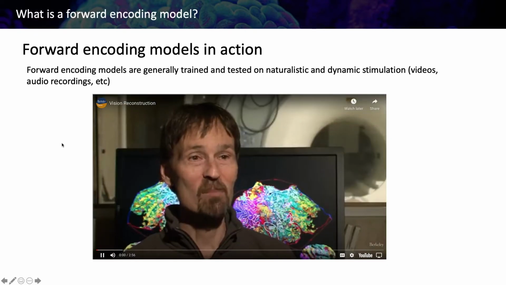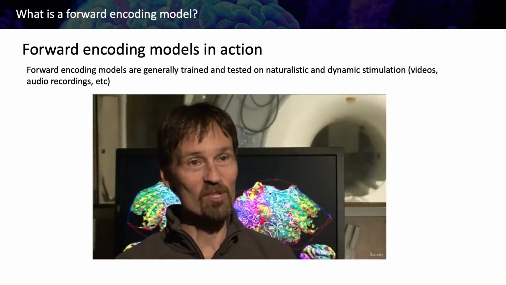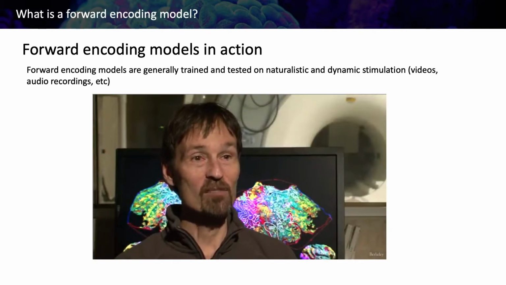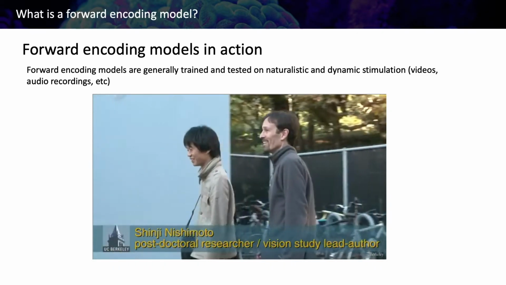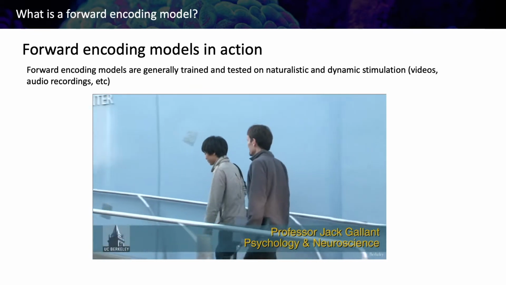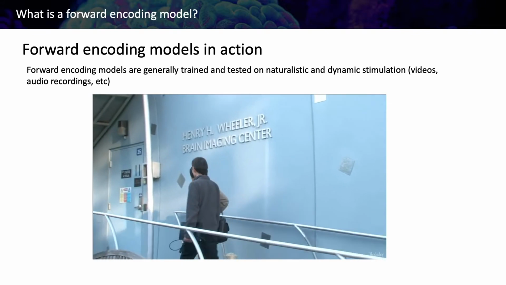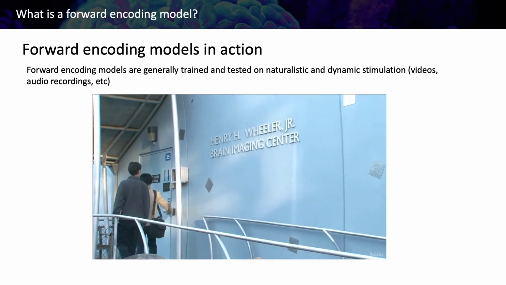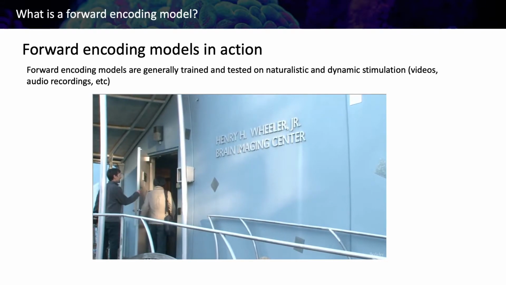My name is Jack Gallant. I'm a professor of psychology and neuroscience here at UC Berkeley, and my lab works on vision. That's our main focus, the visual system. And vision's a really important thing to work on because humans are very visual animals. And when humans have damage to their visual system, they're really incapacitated.